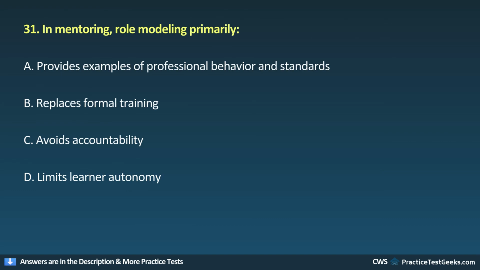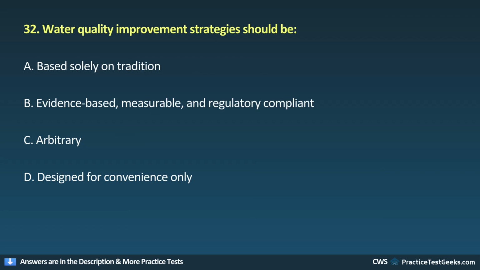31. In mentoring, role modeling primarily A. Provides examples of professional behavior and standards. B. Replaces formal training. C. Avoids accountability. D. Limits learner autonomy. 32. Water quality improvement strategies should be A. Based solely on tradition. B. Evidence-based, measurable, and regulatory compliant. C. Arbitrary. D. Designed for convenience only.